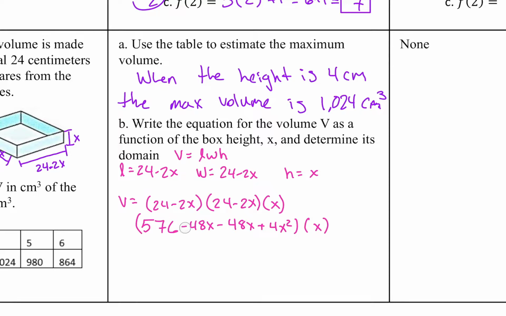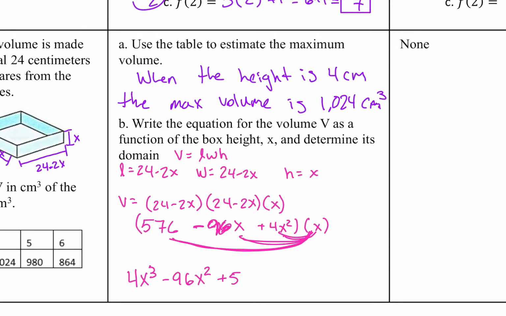So one little step, we can simplify this negative 48x and this negative 48x become negative 96x. Okay, and then we can distribute this x inside, and I'm going to rearrange as I do. I'm going to distribute over to the bigger number first. So x times 4x is going to be 4x cubed. x times negative 96x is negative 96x squared. And x times 576 is plus 576x. So that's our formula.